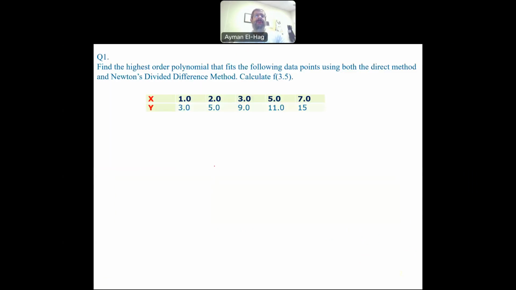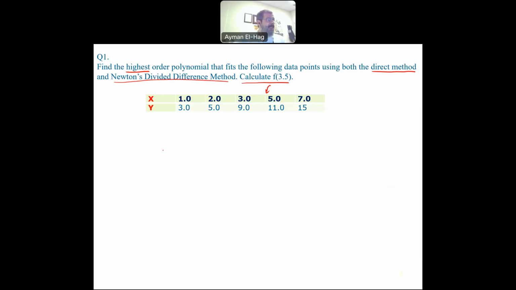So let's start with the first question here. It says find the highest order polynomial. So it didn't specify the order of the polynomial, but it said the highest. And you are given here a series of data points. Using both the direct method and Newton's divided difference method, we'll find the polynomial, and we need to calculate the polynomial at f(3.5), which is a point somewhere here that we don't know its value.